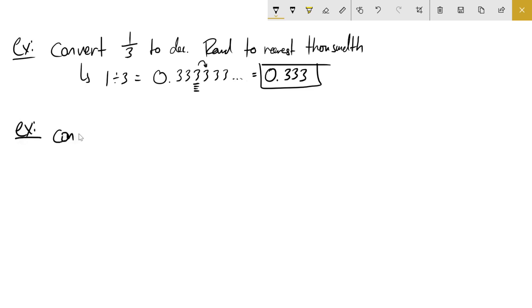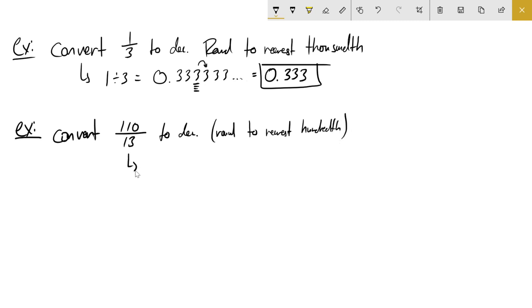Let's try another one. So let's convert. Let's do an improper fraction. Let's say we had 110 out of 13. Let's convert it to a decimal, and then I don't know if this one's going to be round or not because I just made it up. But if you have to, let's round to the nearest hundredth if we need to. Okay. So first step, if we're trying to convert the fraction to decimal, is we should do what? Yeah, just pull out your calculator, right?